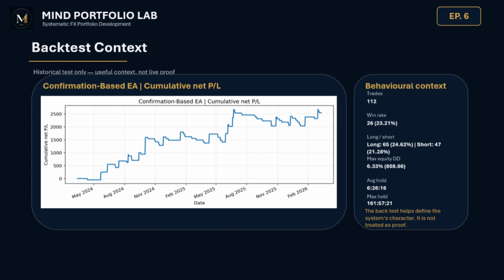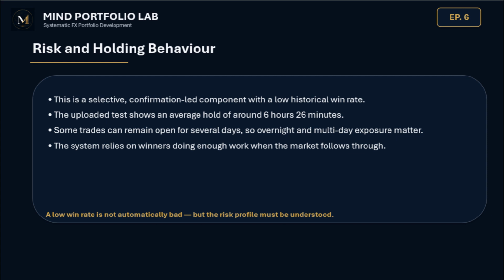The average holding time is around 6 hours 26 minutes and 16 seconds, and the maximum holding time is around 161 hours. That tells me something important. This is not a high win rate system. The historical win rate is low, which means the EA relies on the winning trades doing enough work when the market follows through. That is not automatically a problem, but it does mean the risk profile has to be understood.